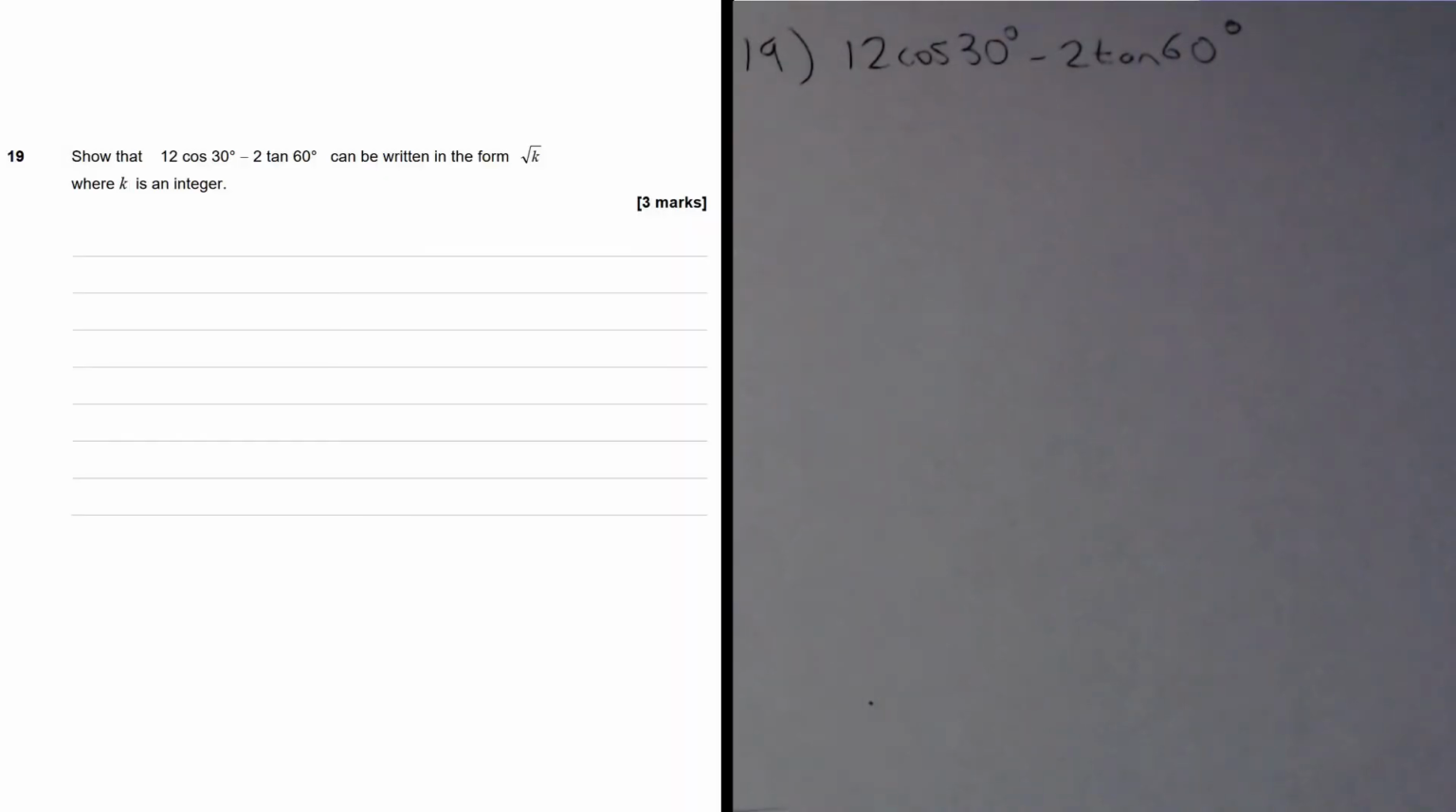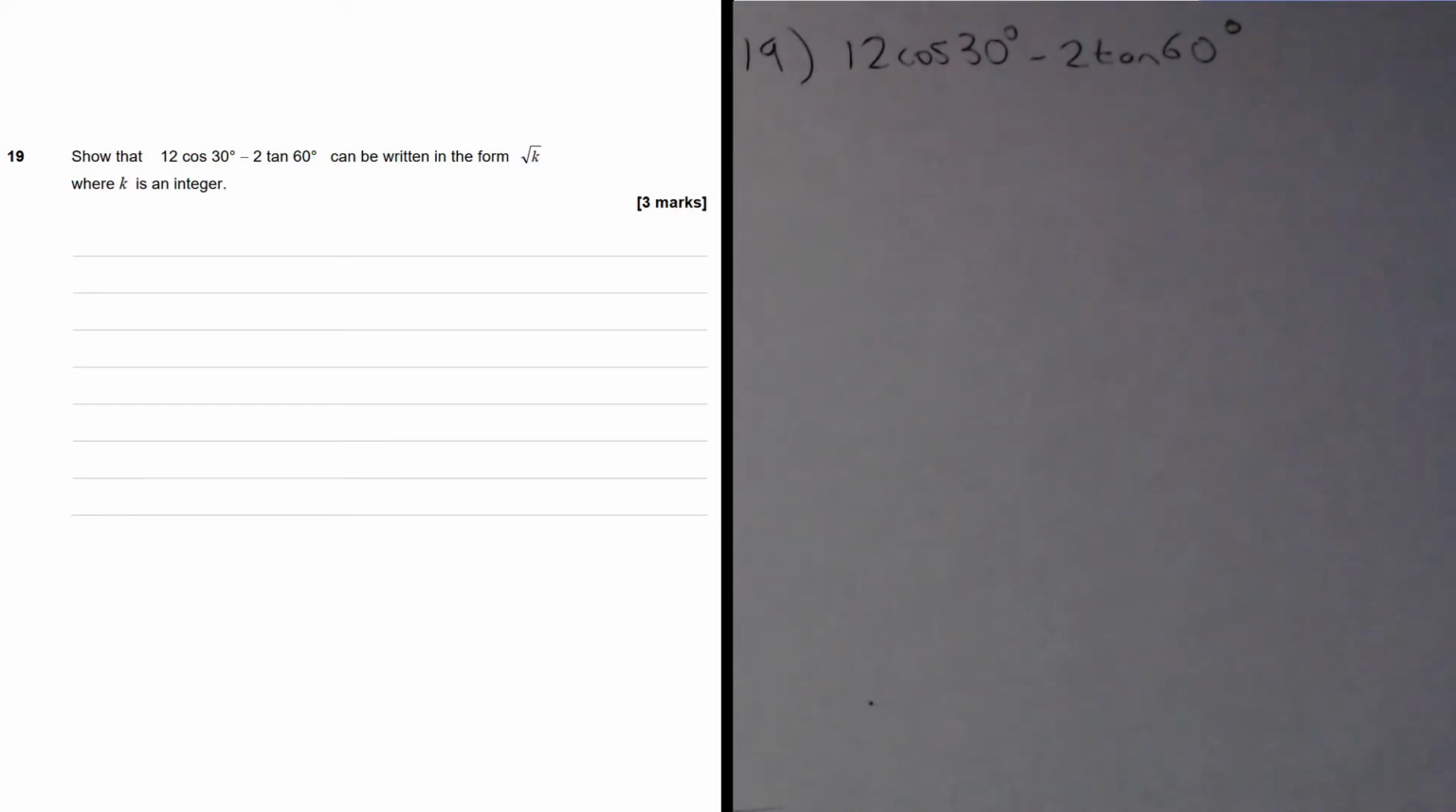In this question we are asked to show that 12 cos 30 minus 2 tan 60 can be written in the form square root k, where k is an integer. Now cos 30 and tan 60 are two values that you are expected to know off by heart for this examination. However, if you don't, I'll show you a very quick way of deriving them.